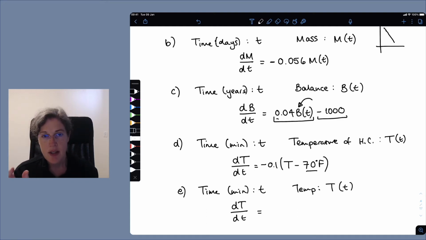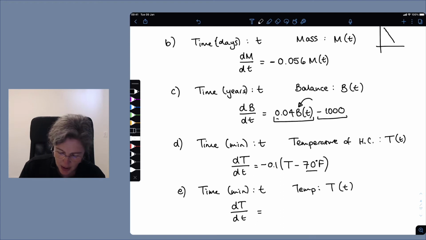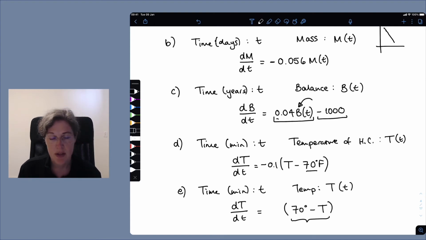And again, we're thinking about the difference between our soda and the room temperature. And this time I'm going to write it as 70 degrees minus whatever the temperature is, because I want this thing to be positive. And I'm assuming that my soda is cool and it's gradually heating up. So this term here is going to be positive. How much is it heating up? Well, again, it's 10%, so it's 0.1.